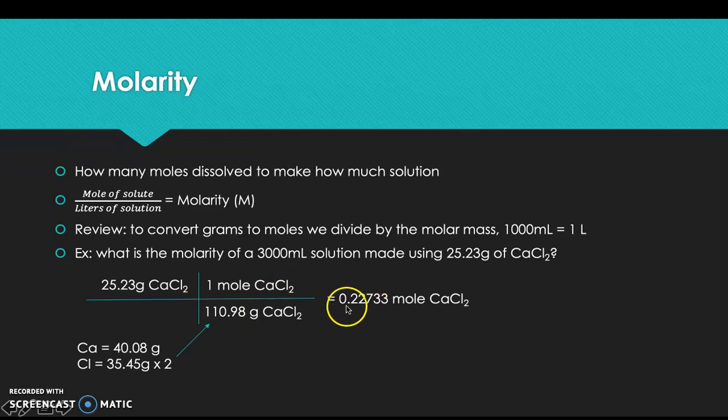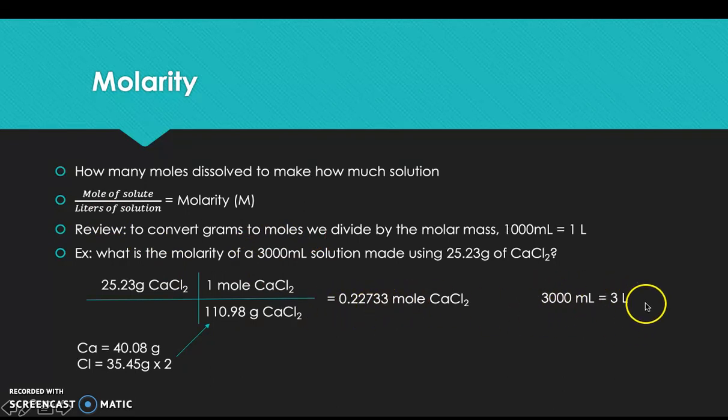And when I do that math, I get 0.22733 moles of calcium chloride. So 25.23 grams of calcium chloride divided by 110.98 grams of calcium chloride is equal to 0.22733 moles. So once I have that, I've got the top of this. Now I need to figure out my bottom, liters of solution. Now I'm given 3,000 milliliters, so I need to convert that into liters. 3,000 milliliters is equal to 3 liters.